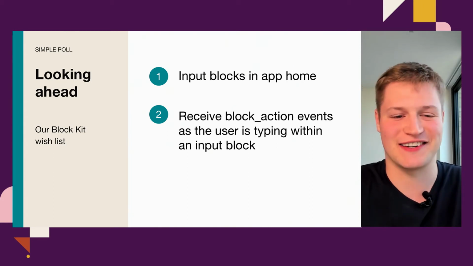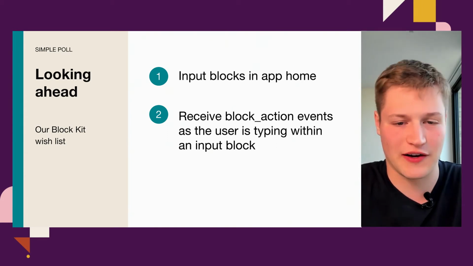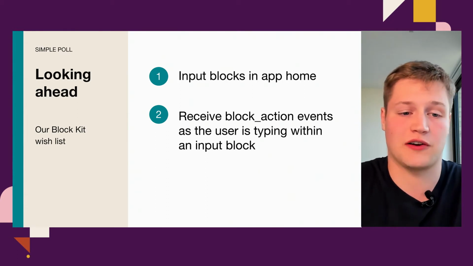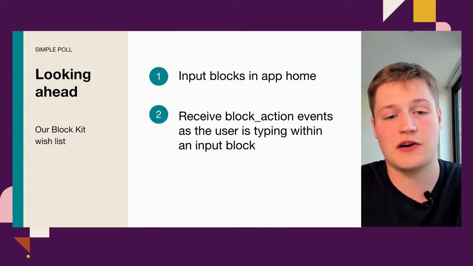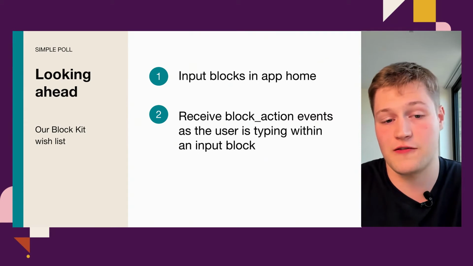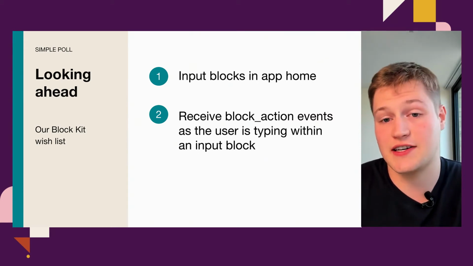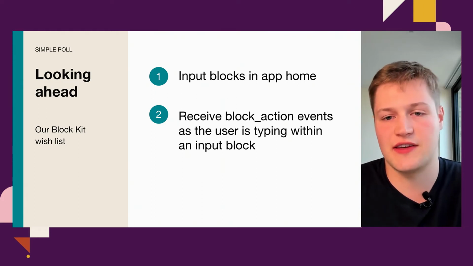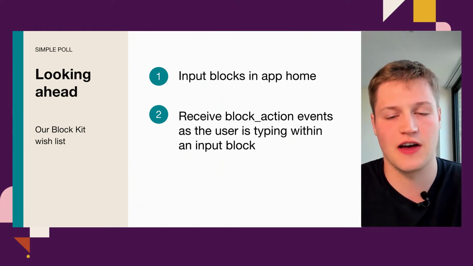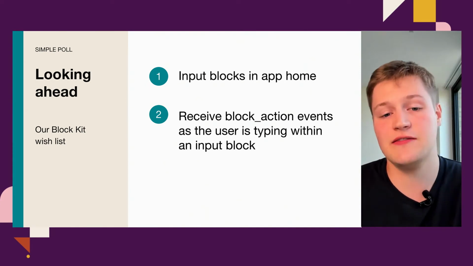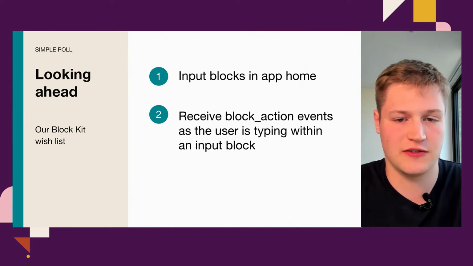So as you can imagine, there are many things on our Blockit wish list, but there's two that I'd love to talk about today that are really relevant to what I've been saying so far. So first up is input blocks in App Home. Input blocks within App Home would help us offer an even better survey creation experience, where you could edit a question right within the App Home surface area, and you wouldn't have to jump into a modal and then jump back out. So that would mean an even smoother, even more familiar experience to users.